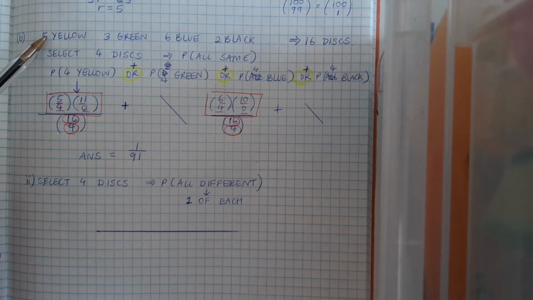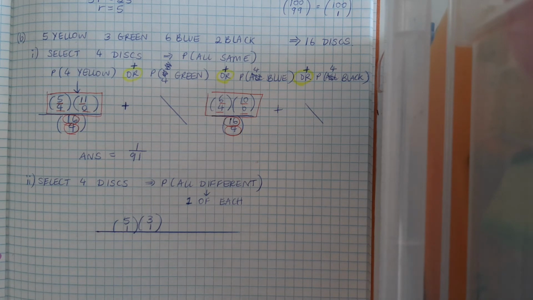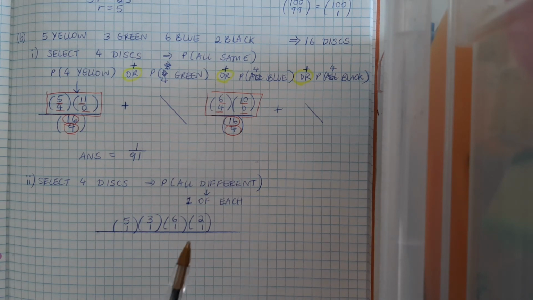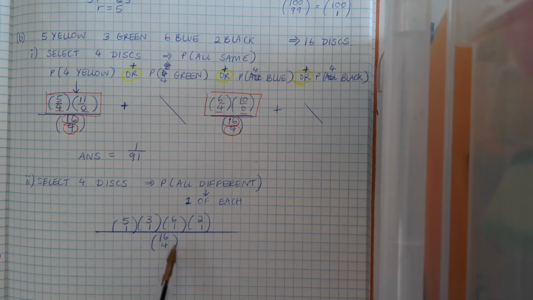Well, I've got 5 yellows and I want to select one of those. And I've got 3 green and I want to select one of those. And I want to select one from the blue group. And I want to select one from the black group. I still had 16 discs to start out with, and I wanted to select 4 discs in total. So from my 16 discs, I'm selecting 4, and that 16 choose 4 represents all the different ways in which I could select 4 discs from that bag overall.